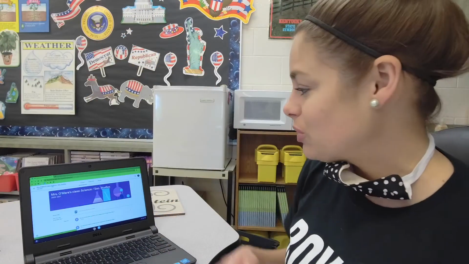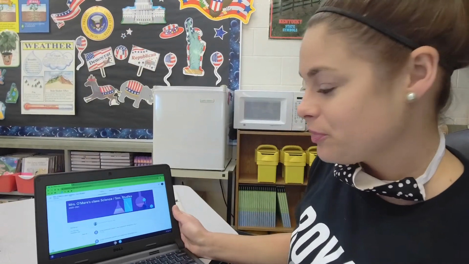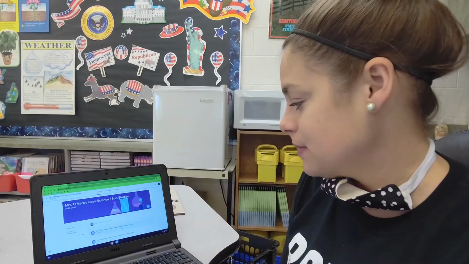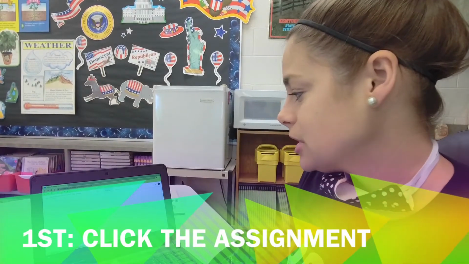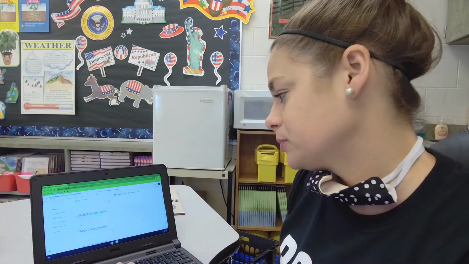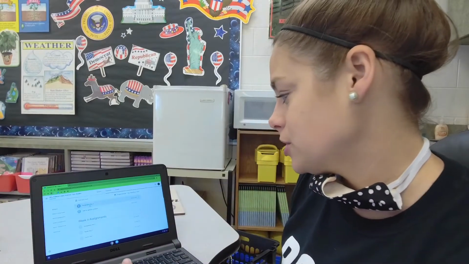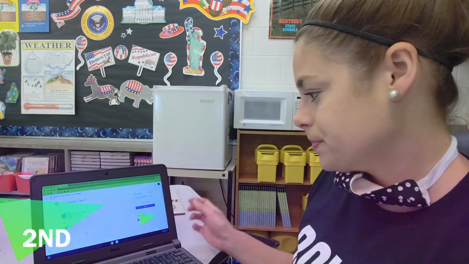Today I'm going to show you a little bit about how you can make a Google slide for today's assignment. So when you go to our Google Classroom, you'll want to click on the assignment. You can get to it from the stream or from classwork. We're looking for Geography Day 4. Then you'll click View Assignment.